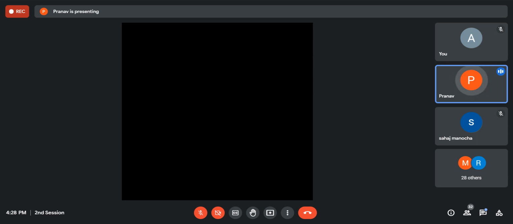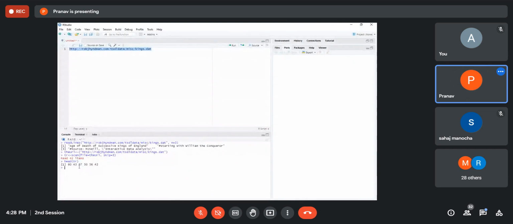So we call the TS function. Let me call it TRTS, TS of TR. Now you see, these are the arguments of the time series function. First is your data file, which you want to make a time series. Start is when it starts, end is when it ends. Frequency by default takes a value equal to 1.